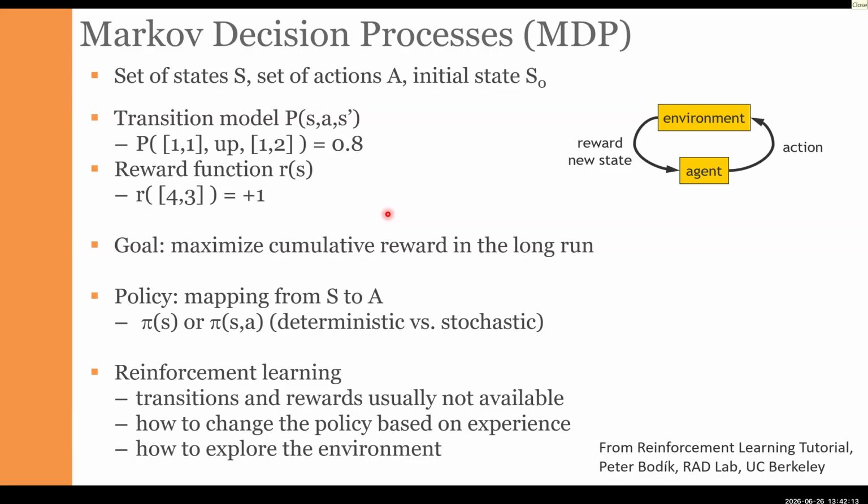So the second thing that we need to know about reinforcement learning is what the Markov decision process is. The way that it is often formalized is, you say you have an agent and an environment, the agent takes an action, and the environment emits the reward and brings the agent to a new state. So what it means is that we need to have a set of states, a set of actions, and the initial state.